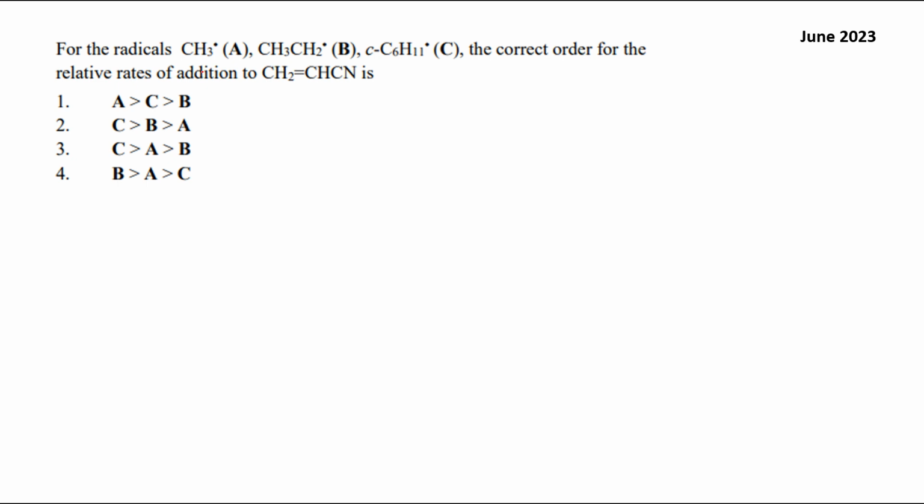For the radicals, 3 radicals are given: CH3 dot, CH3CH2 dot, that is the ethyl radical, and we have C6H11 dot, which is basically the cyclohexyl radical. Now we need the correct order for the relative rate of addition to CH2 double bond CH, then Cl. So this is like, we can write it as C triple bond. As you can see, if I write in the general form, the radical is like this. When it is attacking here, the double bonds will be shifted and there will be radical formation over nitrogen.